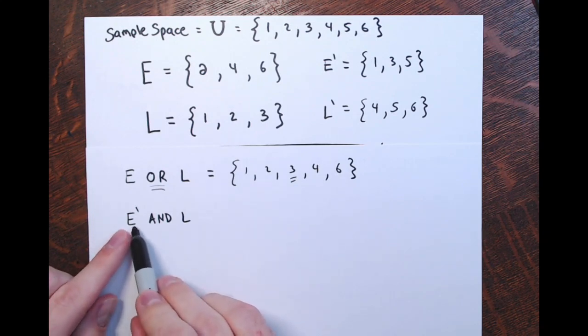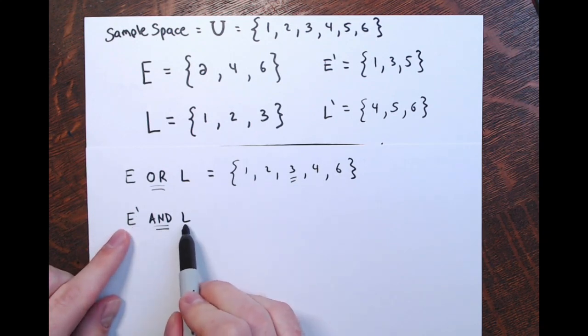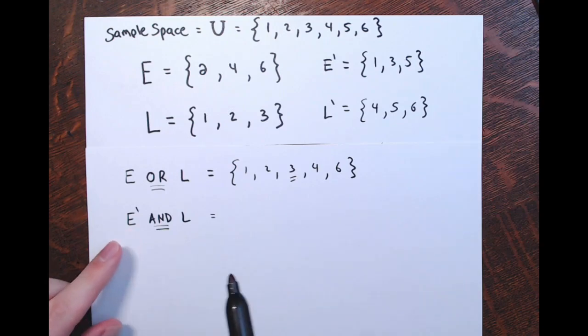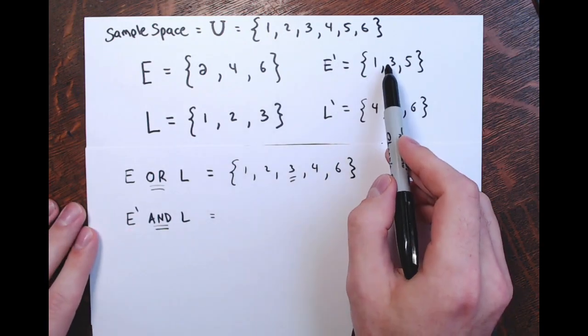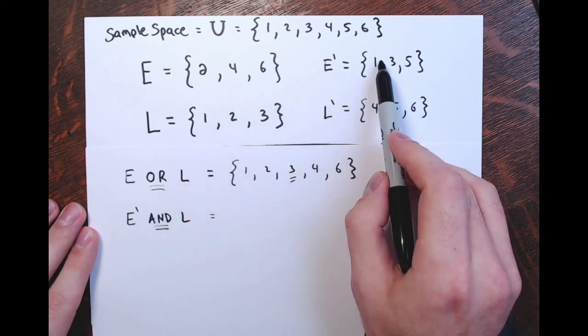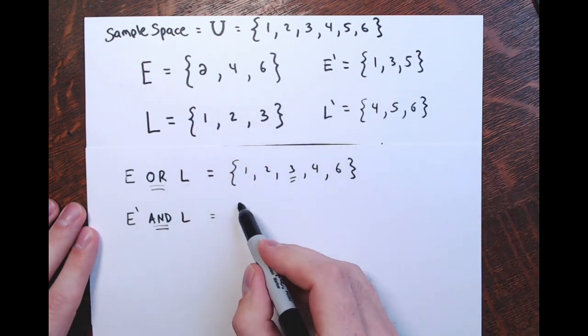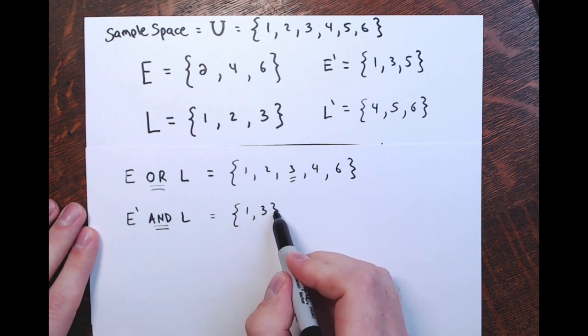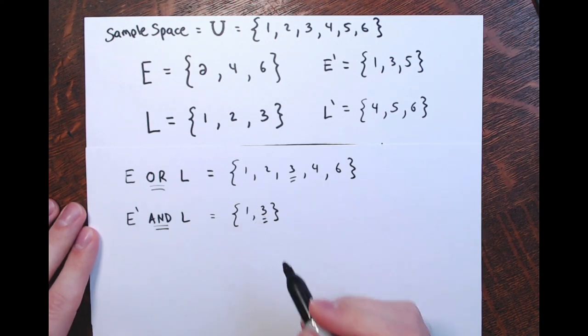So here, not E and L is the set of outcomes that are in both not E and L at the same time. So what do these two share? Well, they both have a 1 and they both have a 3. So this is the set with outcomes 1 and 3. So this also has 3. So I'll check that one.